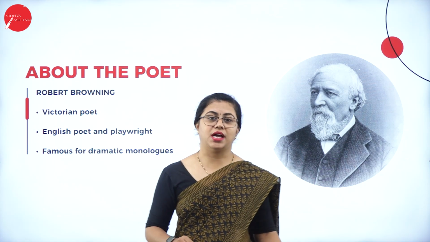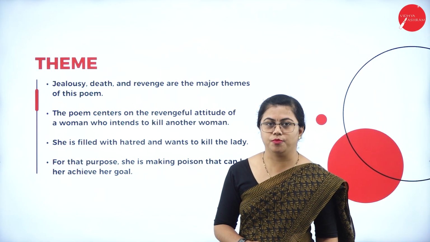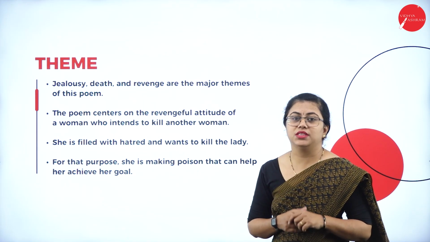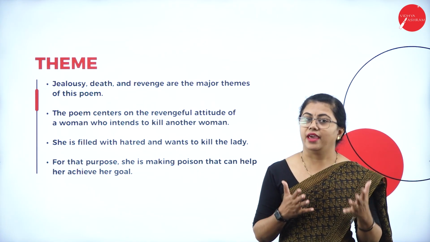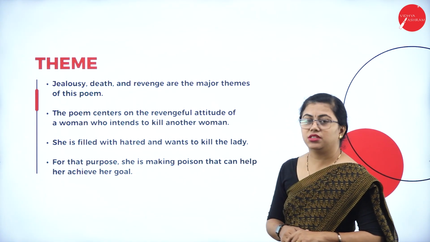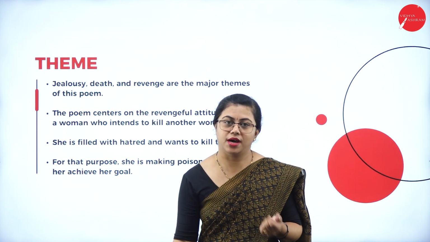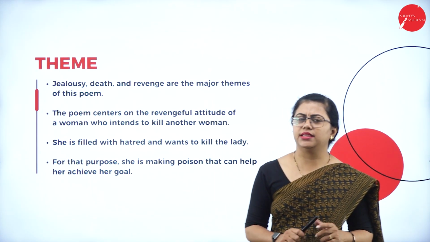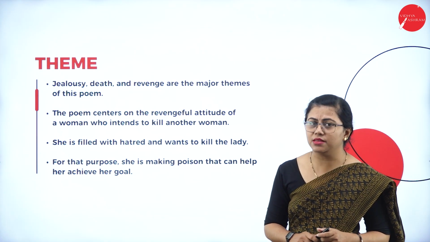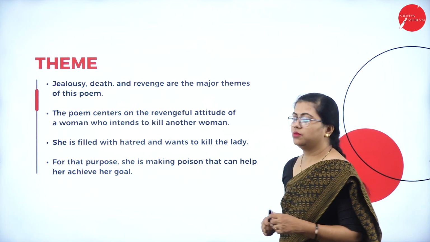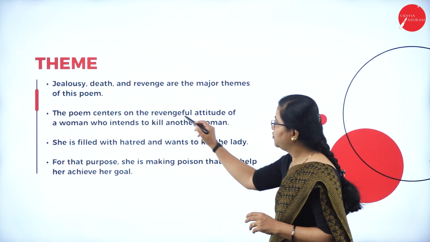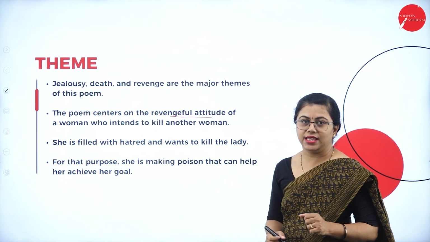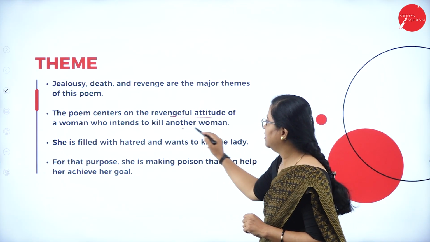So let us now start with the theme of this poem. This poem actually deals with jealousy, death, envy, then revenge. The major themes of this poem are these. So what is there in this poem which deals with so many themes we need to understand? The poem talks about the revengeful attitude of a lady who intends to kill another woman.